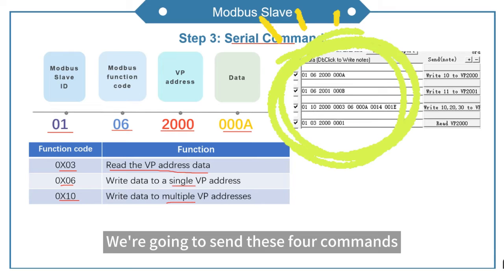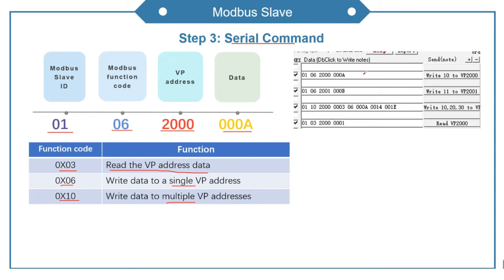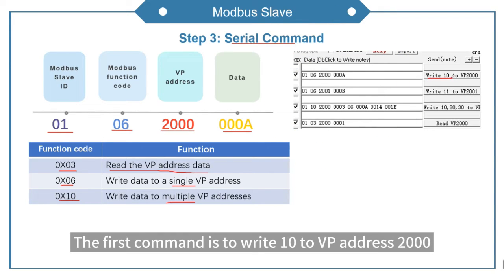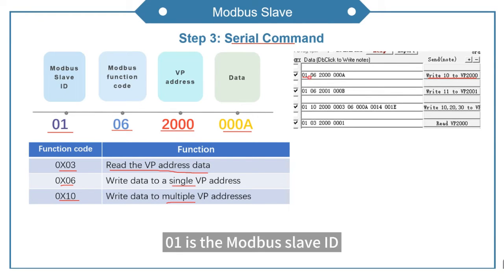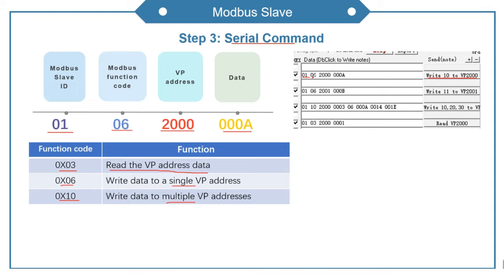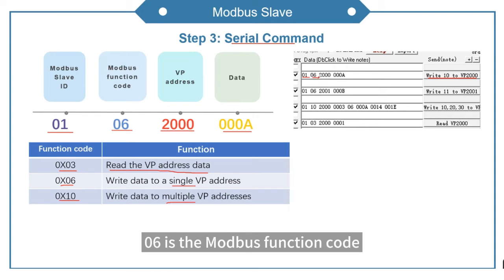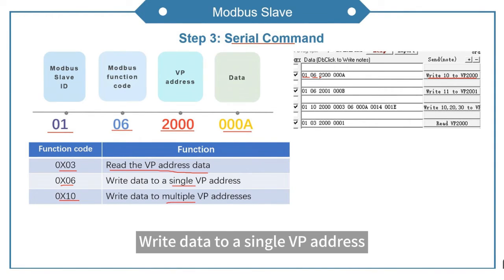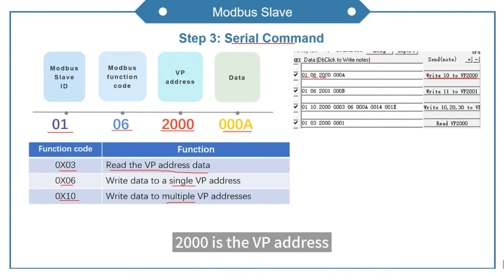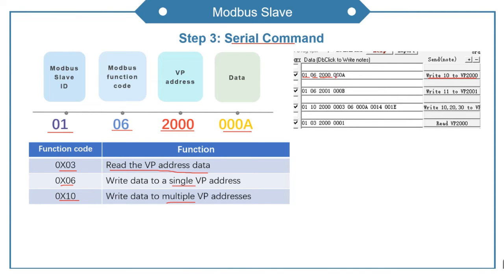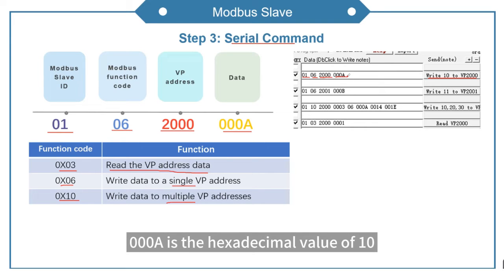We're going to send these four commands. The first command is to write 10 to VP address 2000. 01 is the Modbus slave ID. 06 is the Modbus function code. Write data to a single VP address. 2000 is the VP address. 000A is the hexadecimal value of 10.